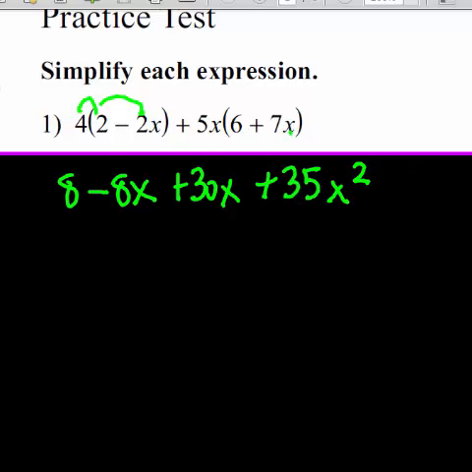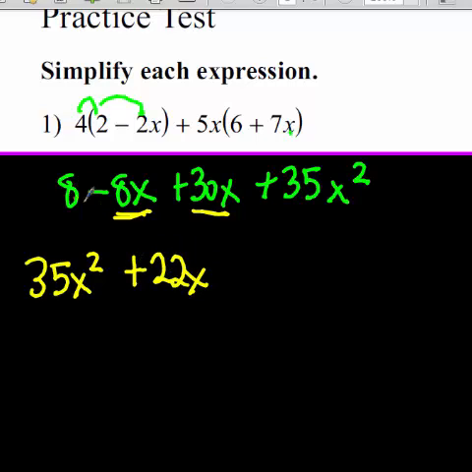So the only things that look alike here are the negative 8 and the positive 30. Let's put our x squared terms in front. So I got a positive 35x squared. Negative 8 and positive 30 makes a positive 22x, and I have a positive 8. So that would be the answer, and that's all you can do because there are no like terms. There is no equal sign, so we are not solving.